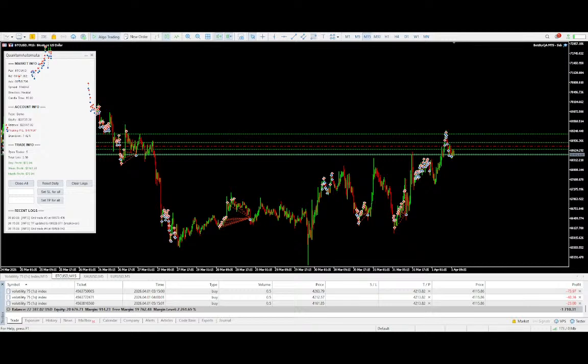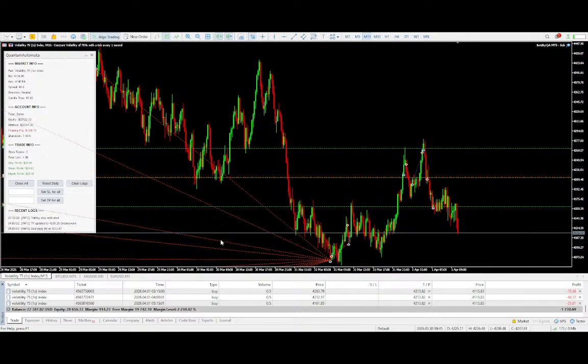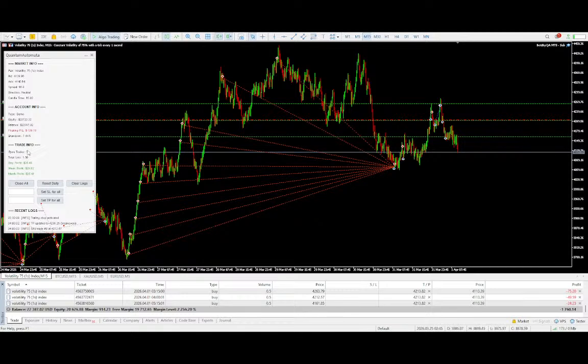Here, of course, it trades the volatility index. This one trades the volatility index. As you can see, it's profitable. The volatility index made 25 just this month. This is April. It made that amount this month.